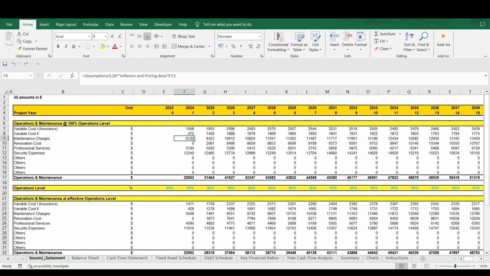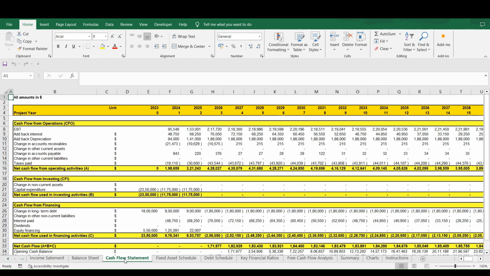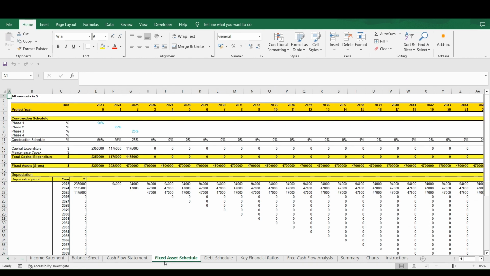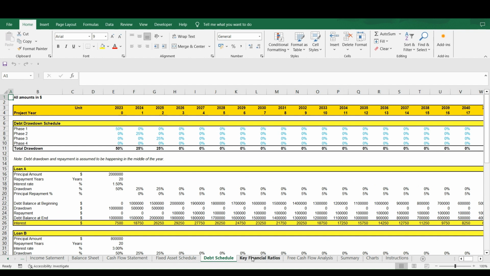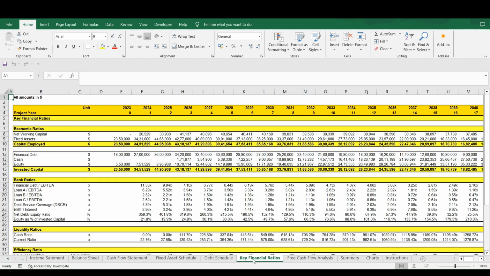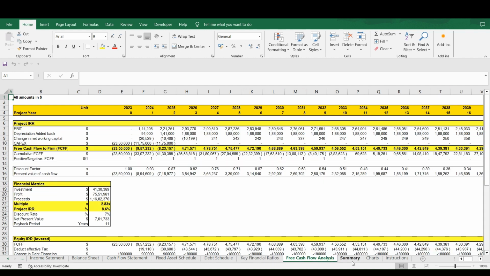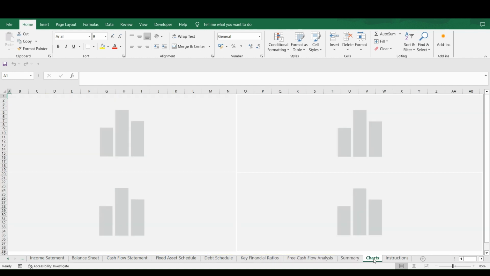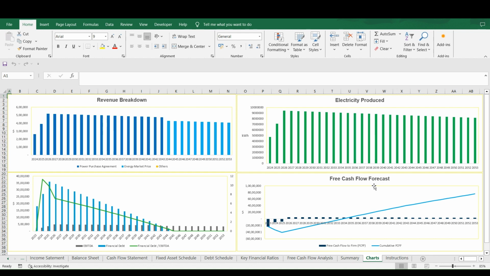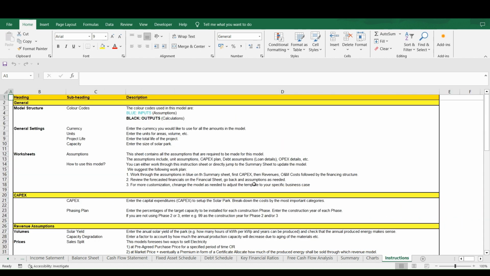In output sheets, there are the income statement, balance sheet, cash flow statement, fixed asset schedule, a debt schedule, and then we have the analysis sheet, which contains key financial ratios, free cash flow analysis, and then a summary of the model. We have some key charts to look at from the perspective of an investor or someone who's trying to set up a power plant. But first of all, let's start with the introduction.